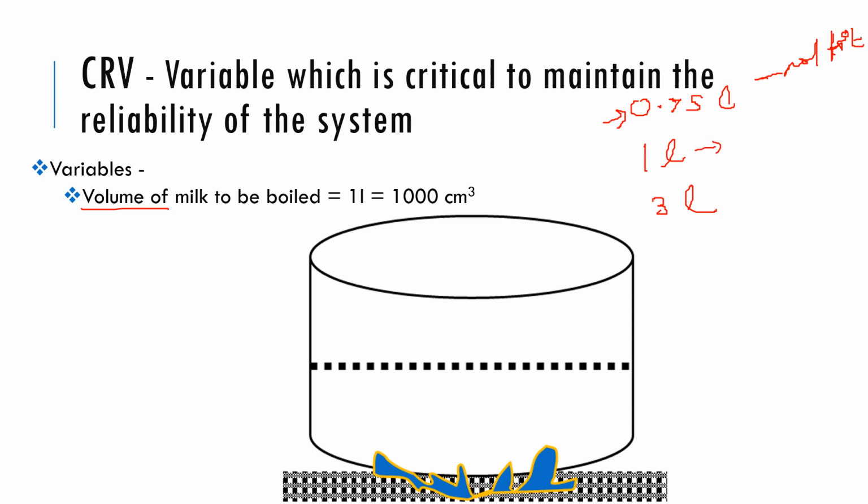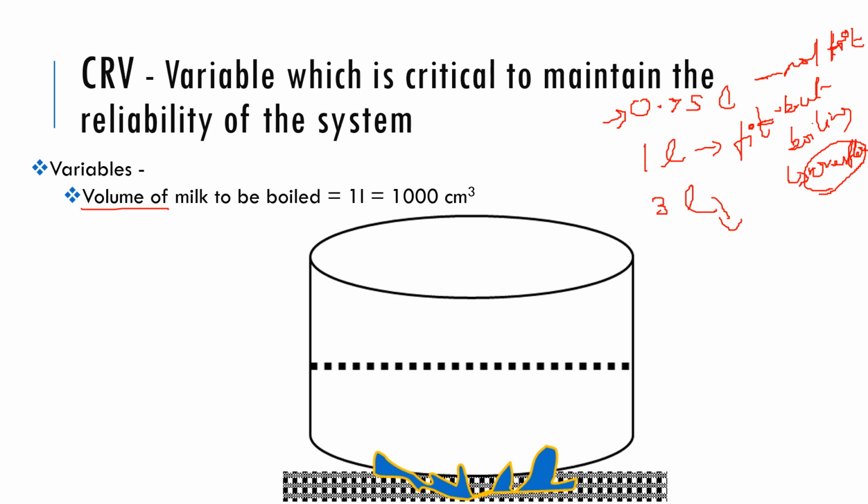In the second one, it will just fit. So it will fit technically at room temperature. This will satisfy the criteria of maintaining the reliability of the system, but on boiling it may go over, may overflow. So that is going to upset the system.